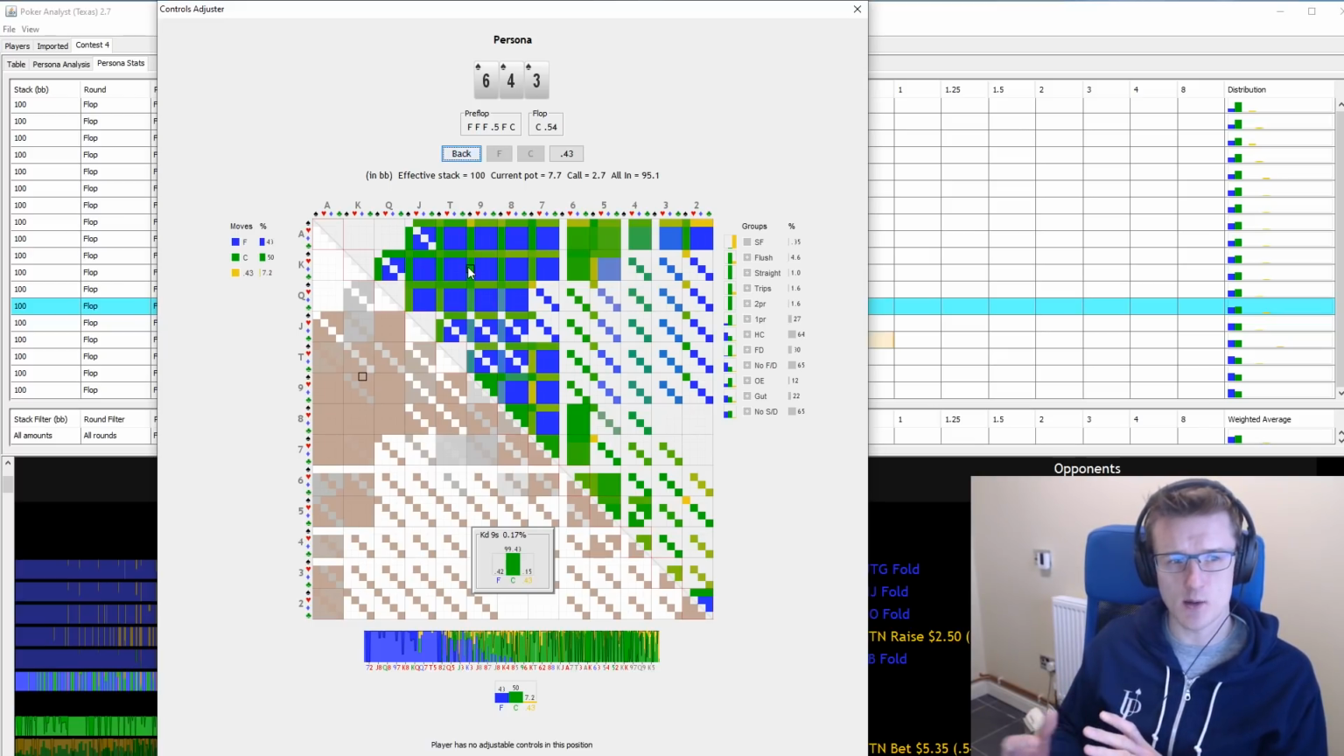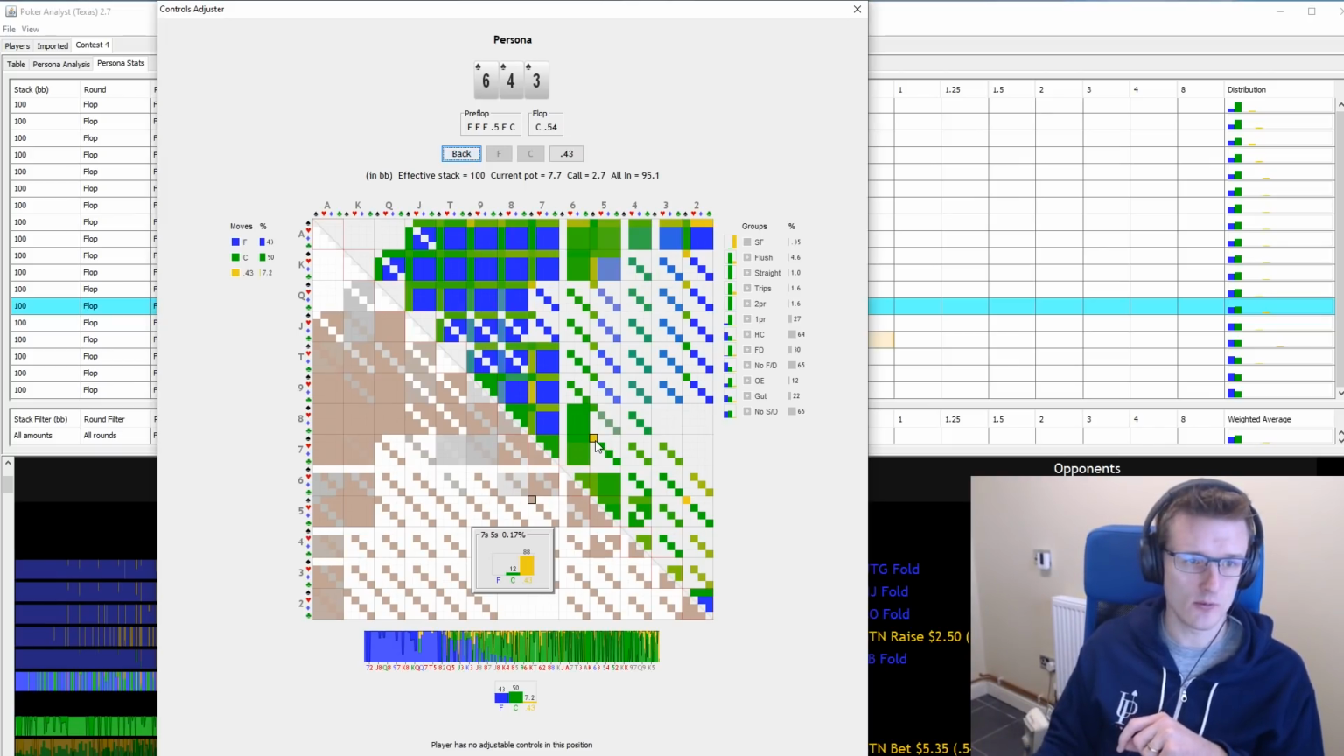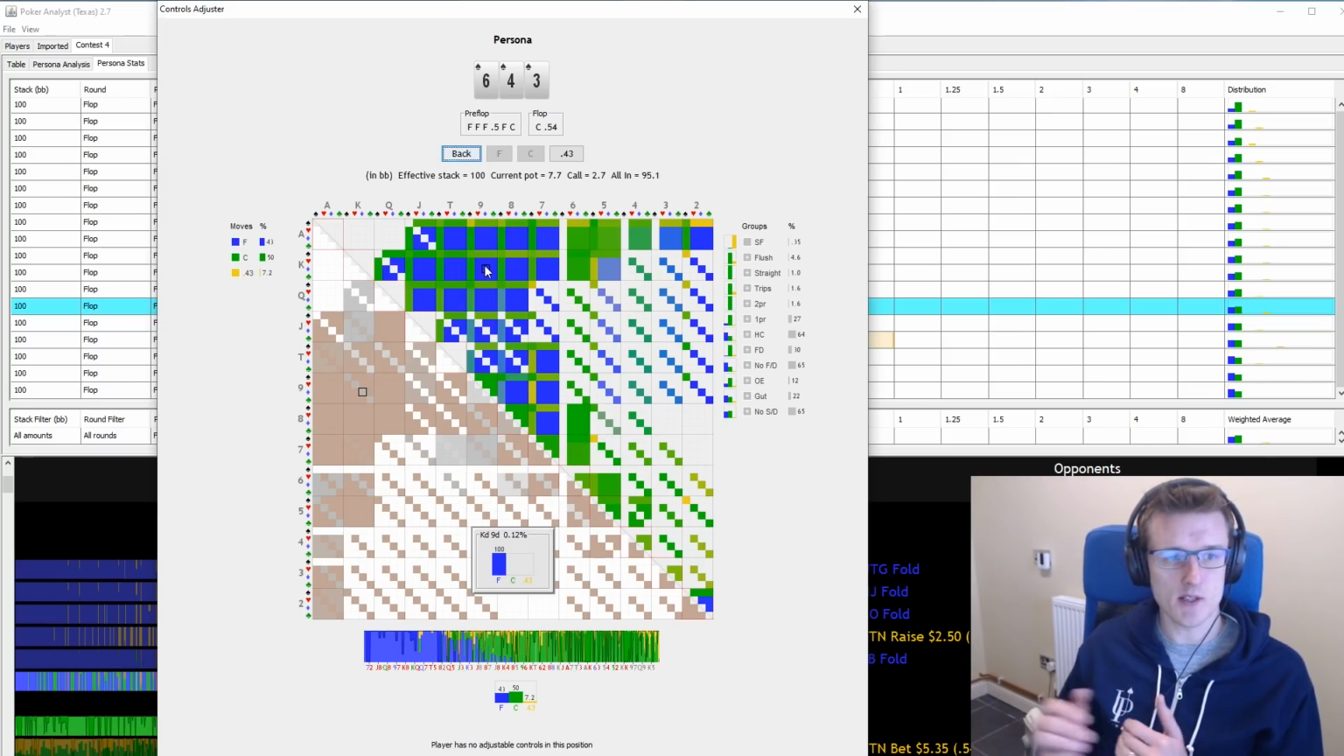And the color scheme is that blue is fold. So if we have something like king of diamonds, 10 of diamonds, we're folding 100% of the time. If we have something like king of diamonds, 10 of spades with the flush draw, we have it green, and green is always call. So calling here 100% of the time with this hand. And then if we have something yellow, this is mostly yellows, a little bit green in there. This is 7 of spades, 5 of spades for the straight flush, and we would be raising this 88% of the time and calling it 12% of the time. So that's what the color scheme is, that's what you're looking at. But back to my explanation then.